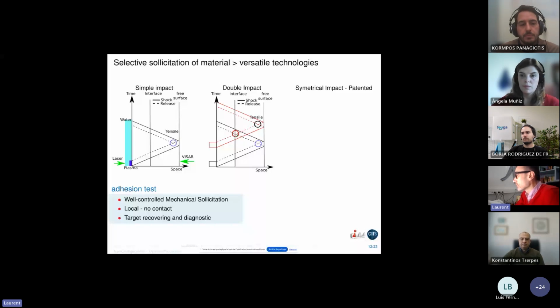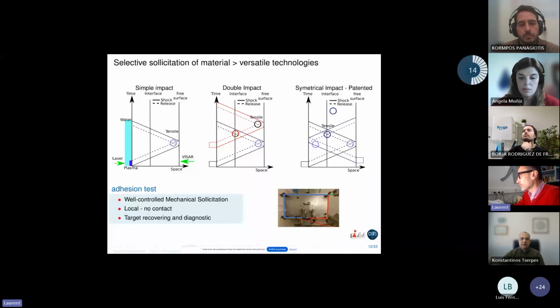And another technique, actually very useful for us, with the two beams: we impact with the lasers the two surfaces of the materials, and we play with the delay between the two laser pulses. We can adapt the delay to have a maximum tensile stress inside the materials where you want, and especially at the interface we want to solicit and damage for separations.